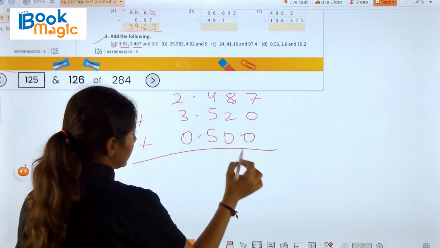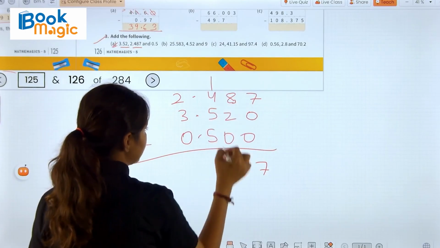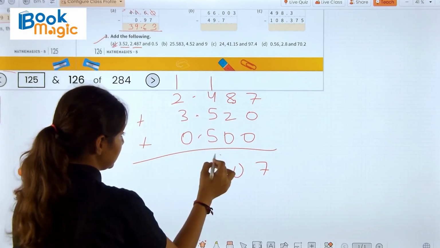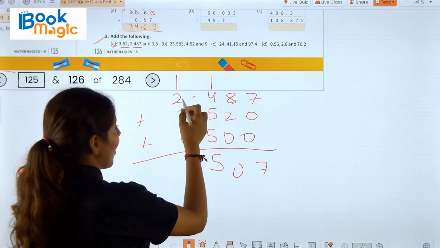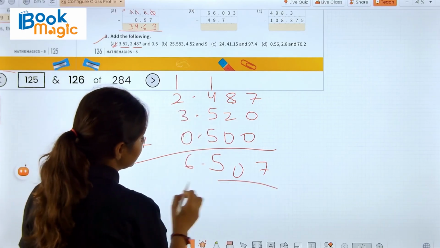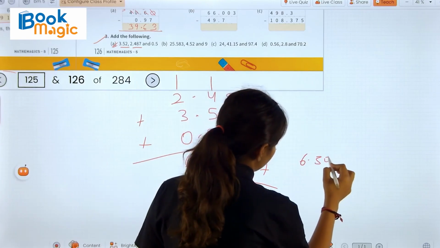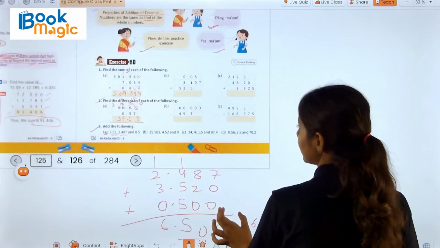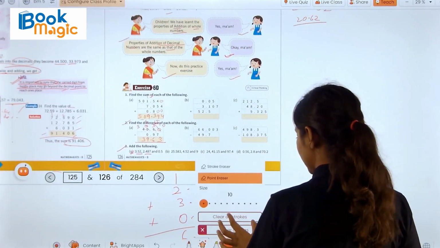Now it's 7. 8 plus 2 is 10. 5 plus 4 plus 1, that is 10, and 10 plus 5 is 15. Now 3 plus 2 is 5 plus 1 is 6. So the answer is 6.507. Similarly, you people can do the rest of the part of this exercise.